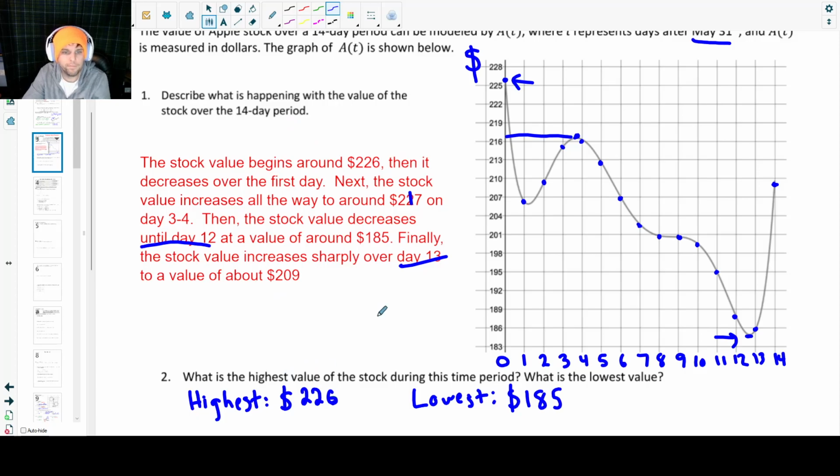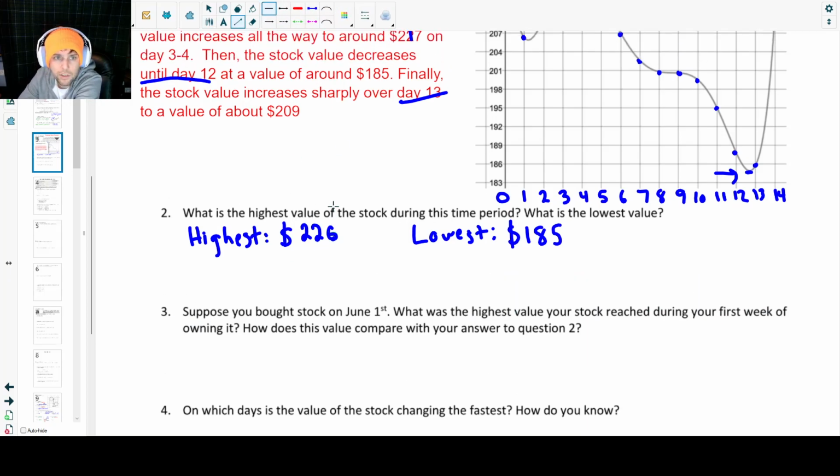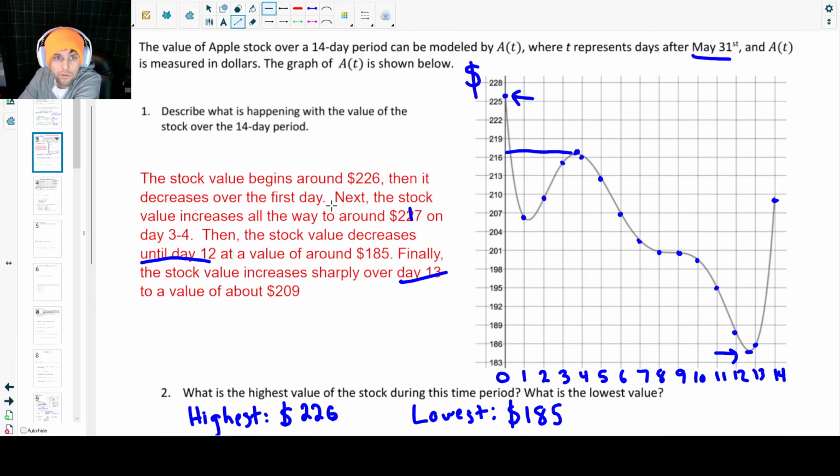Alrighty, moving forward. Suppose you bought stock on June 1st. What was the highest value your stock reached during your first week of owning it? All right, so let's take a look at that. So June 1st, that would be the first day, right? This is May 31st, so June 1st.